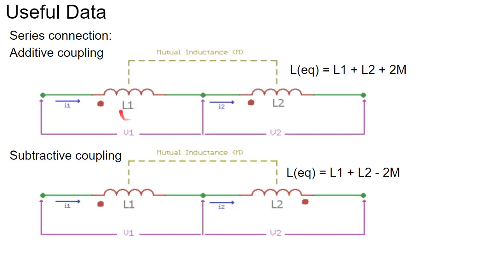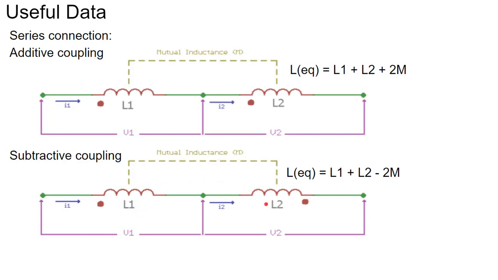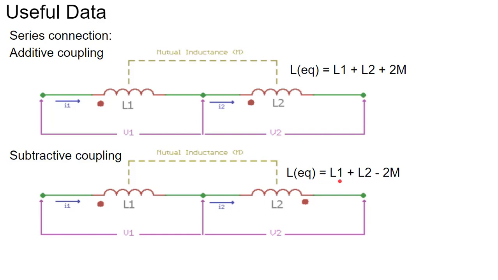Here, two inductors L1 and L2 are connected in series and the type of mutual coupling is additive. So, the effective inductance L equivalent is equal to L1 plus L2 plus 2M. Here, two inductances are connected in series and the type of mutual coupling is opposing in nature. So, the L equivalent is equal to L1 plus L2 minus 2M.